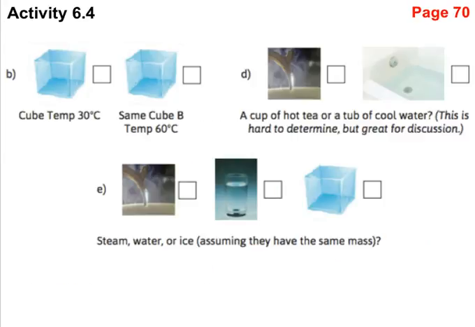Now, let's look at B. An ice cube, it says cube, but you can see it's ice. It's an ice cube at 30 degrees Celsius, or the same cube, only now it's at 60 degrees Celsius. So which one has more thermal energy?